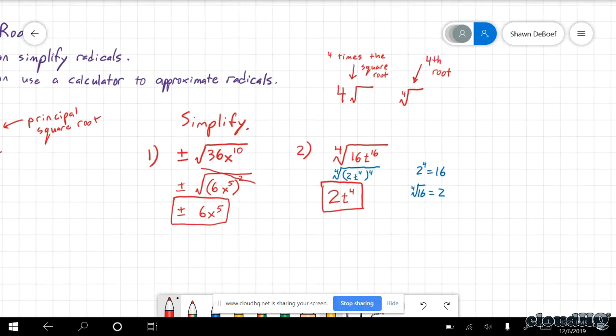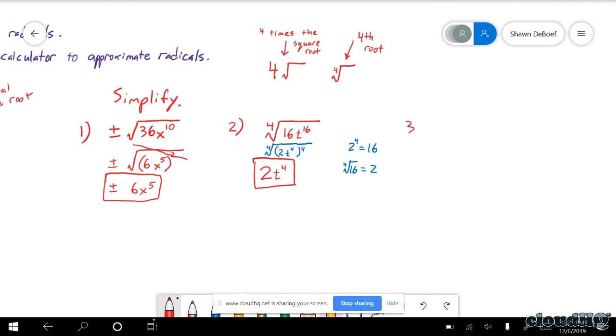Let's try some more. Let's do negative. We'll go back to a square root. Square root of 49 u to the 8th v to the 12th. What sign shall I put on my answer? The negative, right? This is not talking about the principal root, the positive one, it's the negative one.